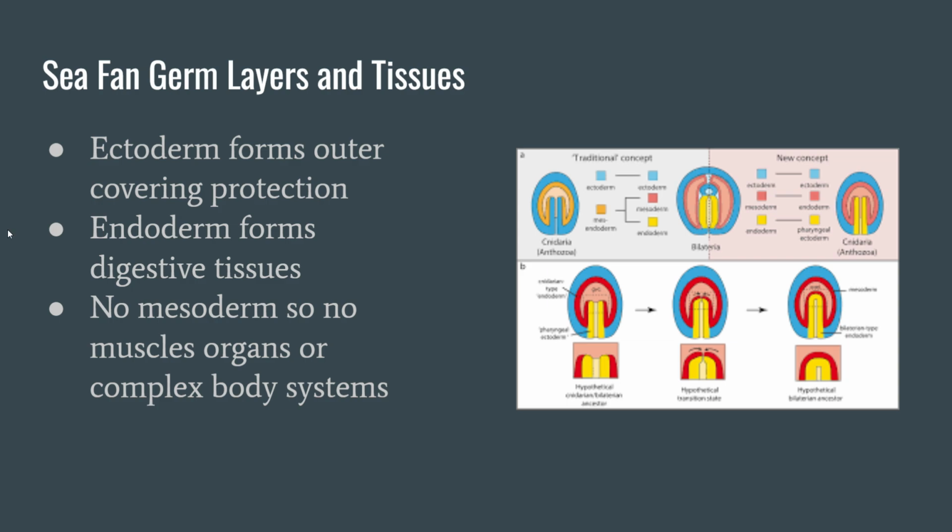So, sea fan germ layers and tissues. The ectoderm develops into the outer covering of the body, which provides protection. The endoderm forms internal digestive tissues. Since there is no mesoderm, the sea fan cannot develop muscles, blood systems, or complex organs.